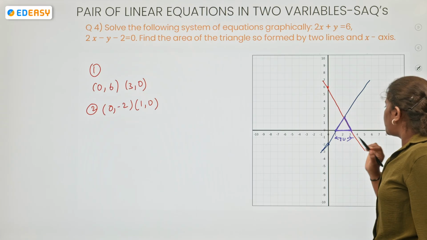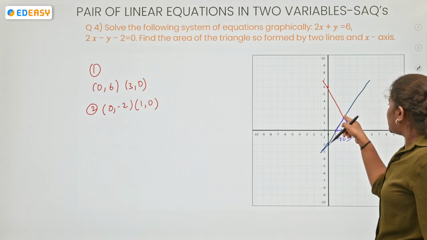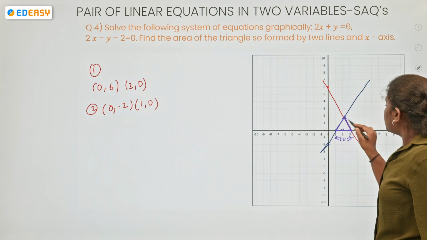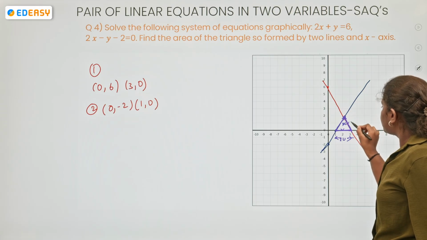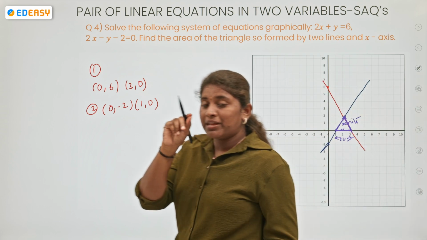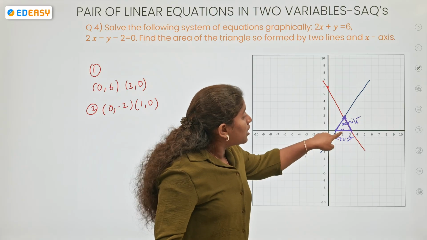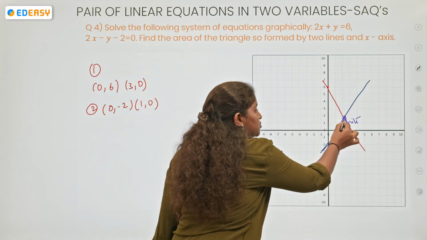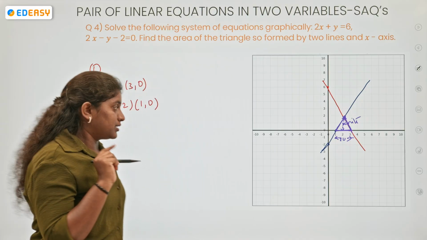Clear? Now, from 0 to here, what is the height? That is also 2 units. Here I am not using the scale, so I might be getting some difference. But if you use the scale, you can observe that we will be getting the height of 2 units and the base of 2 units.